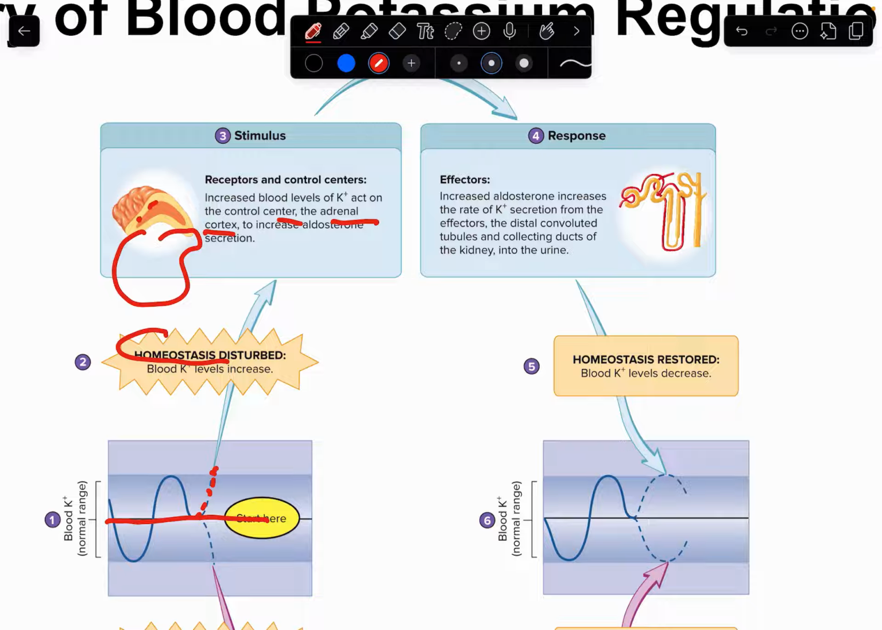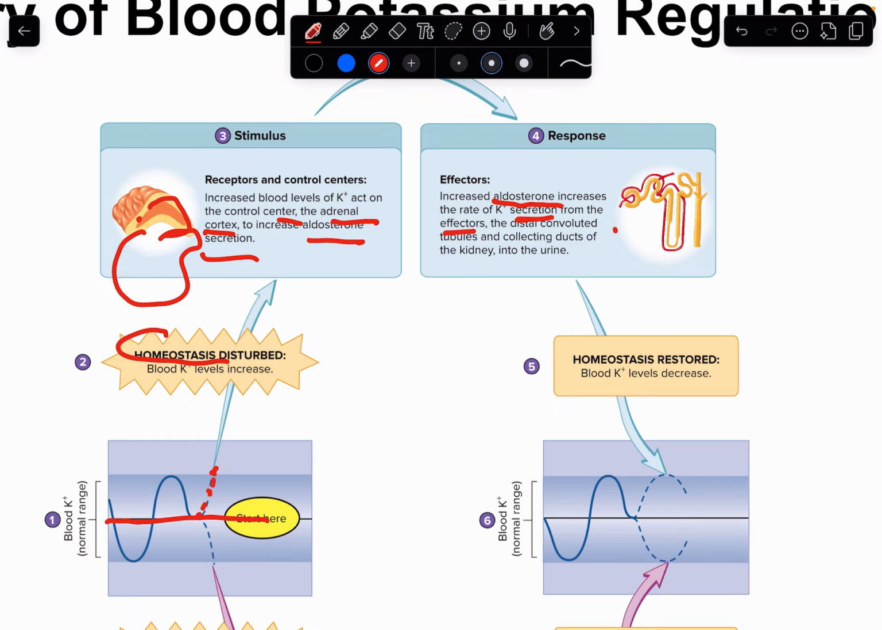The cortical region is the light-colored structure outside. So what do they produce? Aldosterone secretion. When this aldosterone is increased, what happens? Increased aldosterone increases the rate of potassium secretion from the effectors.